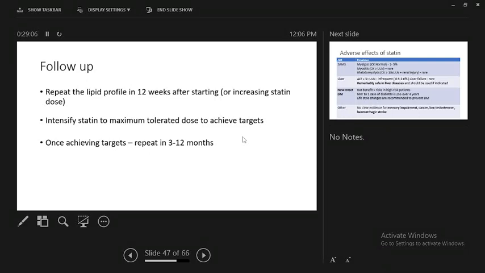Follow-up: repeat the lipid profile in 12 weeks. So usually you can do it 3 to 4 months later, after starting the statin, and then also after increasing the statin dose. Intensify statin to the maximum tolerated dose to achieve targets. Once achieving targets, you can repeat the lipid profile in 3 to 12 months.